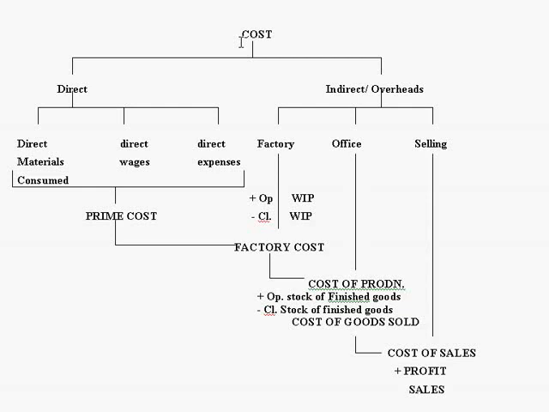Direct materials means those materials which have gone into the product. Direct wages, those wages paid to those workers who are involved in the process of production, and other direct expenses are those other expenses which have been incurred directly on the product. Indirect overheads are classified into factory overheads, office administration overheads, selling and distribution overheads.